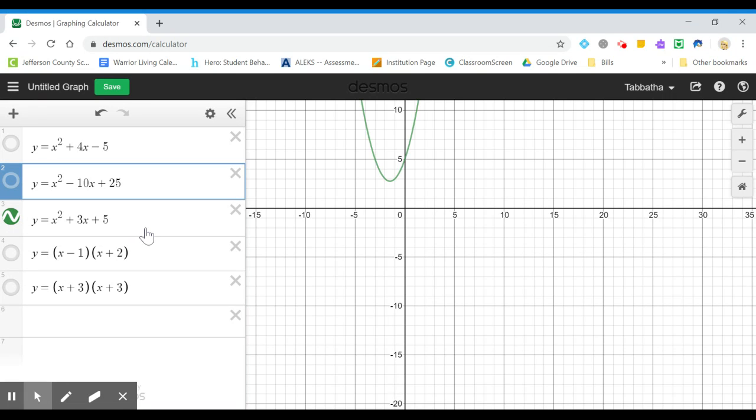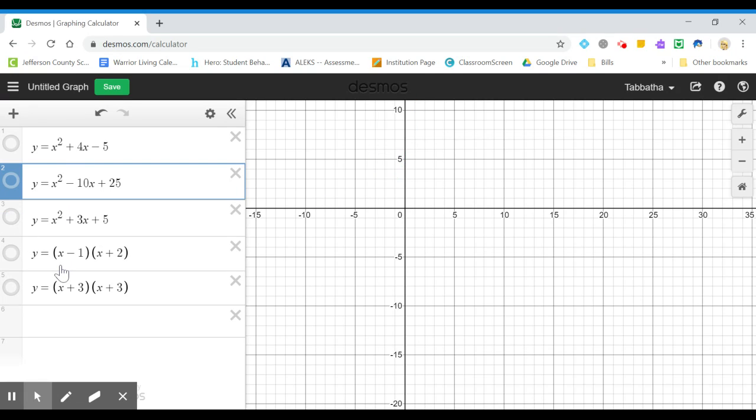So here's an example of one with no solutions. We can tell that because it does not cross the x-axis at all. But that doesn't mean we can't solve it. It just means we can't solve it by graphing. There's going to be other ways you're going to learn about. But for today, we're just going to say there's no solution.